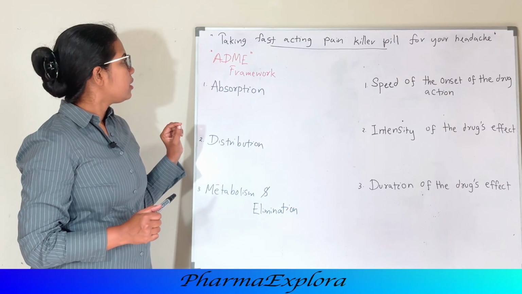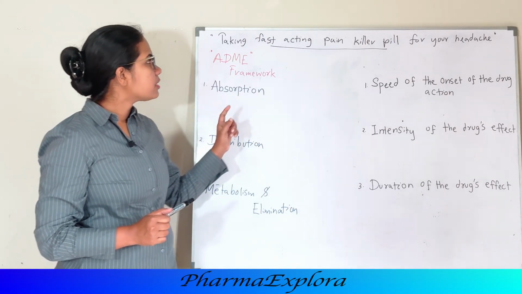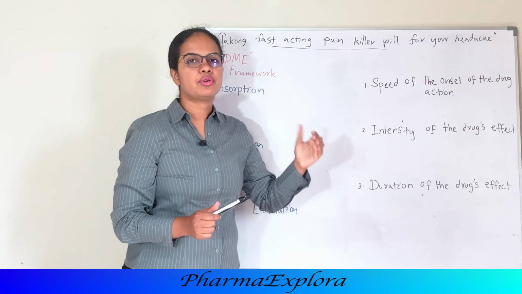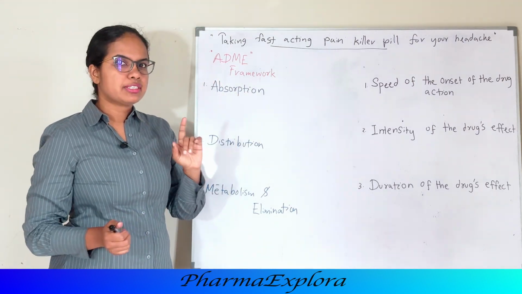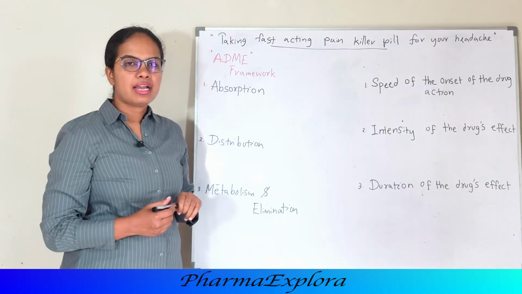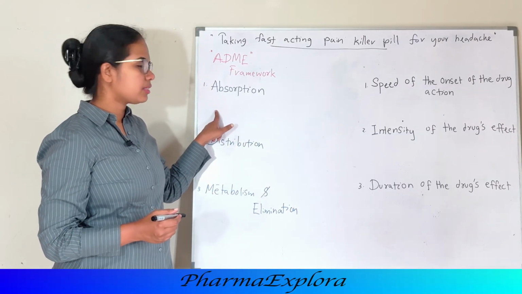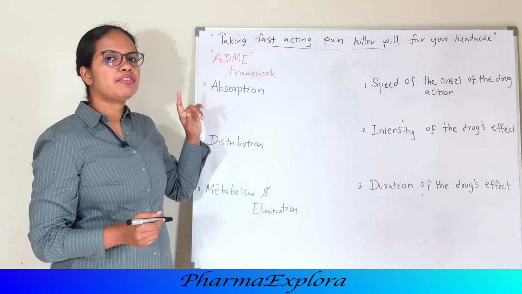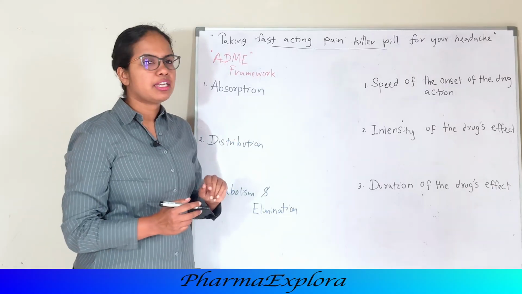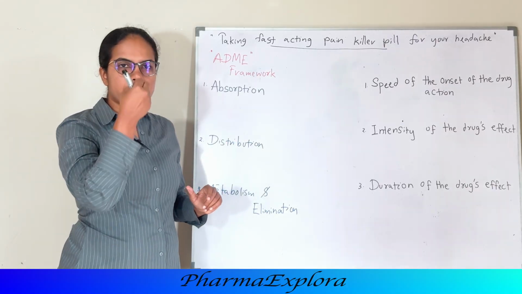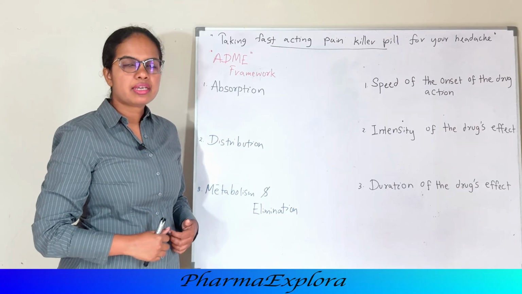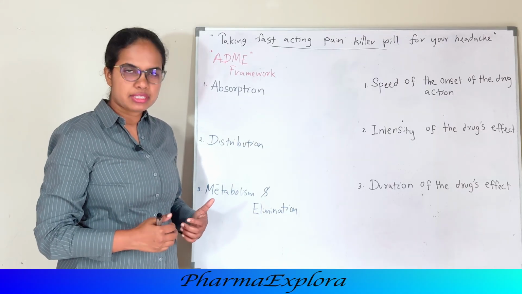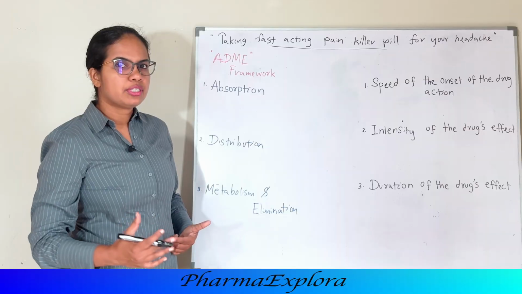Now you are taking a fast acting painkiller pill. So you are taking that painkiller through your mouth. So the first step that the painkiller pill undergoes is absorption. Absorption is the very first step this painkiller pill undergoes. So you will take that painkiller pill through your mouth, it will go to your stomach, it will dissolve in the stomach and enter the bloodstream.